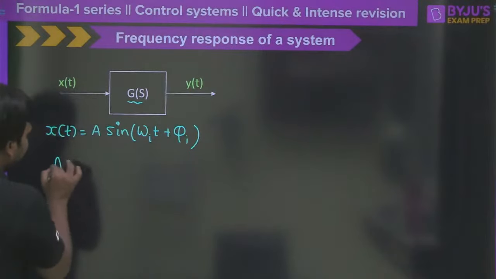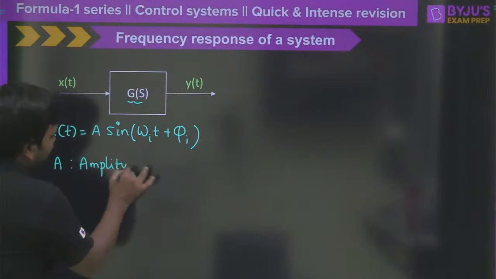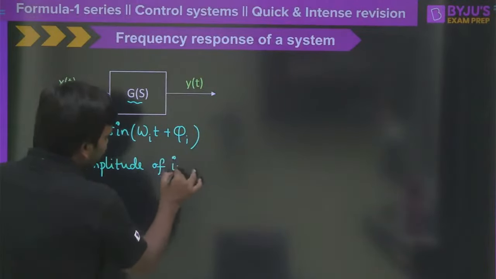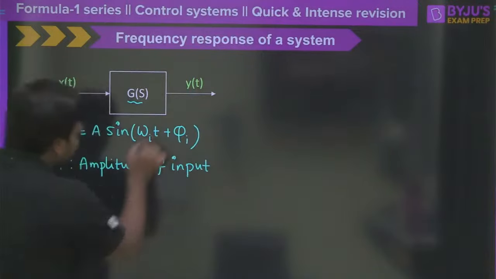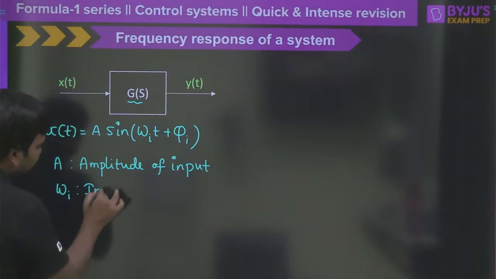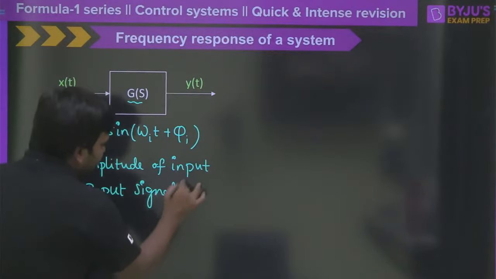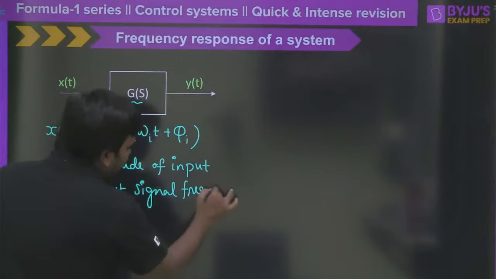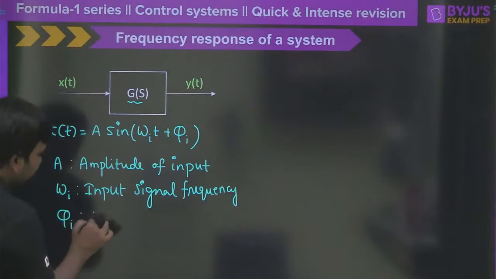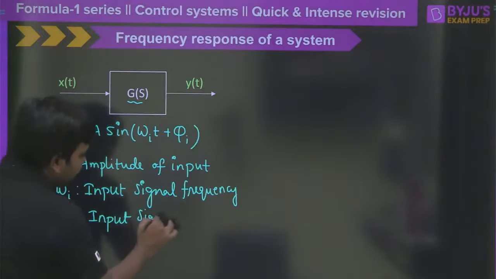So let me write down A as amplitude of input. Everyone, because we require to have the notes of this, so let me write down all these things, amplitude of input here, most important thing. And if you look at the omega i, it is nothing but the input signal frequency. So let me write down input signal frequency here, and of course it would be in radian per second, and phi i is the input signal phase, correct? That means the sinusoidal signal phase.